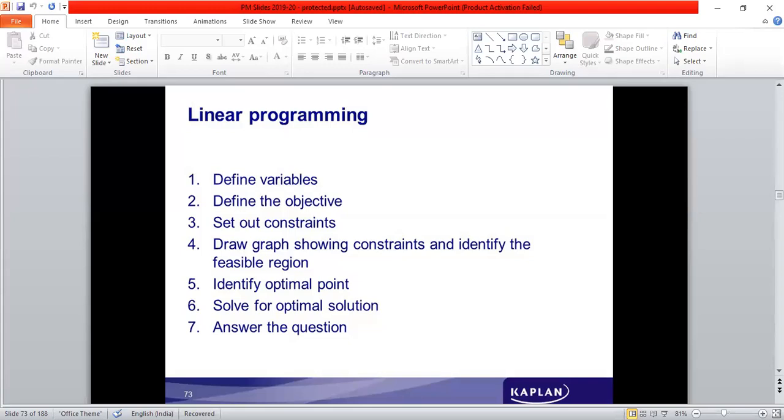After that, draw the graph showing constraints and identify the feasible region. After we plot these constraints on the graph, the area which is covered by all the constraints has to be shaded. So the shaded portion becomes the feasible region. Then identify the optimal point and find out the optimal solution, which has to be calculated. So these are the steps in linear programming. We will be looking into questions about how we answer such a situation.